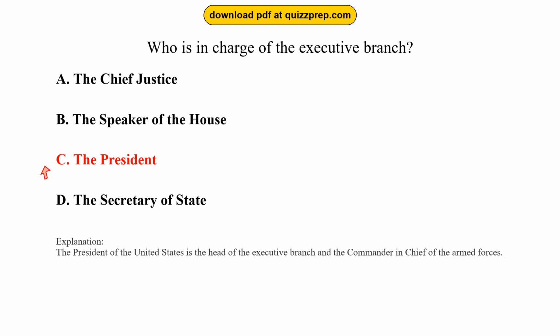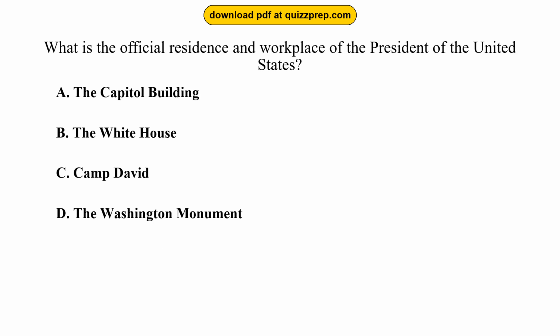The President of the United States is the head of the executive branch and the Commander-in-Chief of the Armed Forces. Question 22. What is the official residence and workplace of the President of the United States? Option A, the Capitol Building. Option B, the White House. Option C, Camp David. Option D, the Washington Monument. The correct answer is option B, the White House.